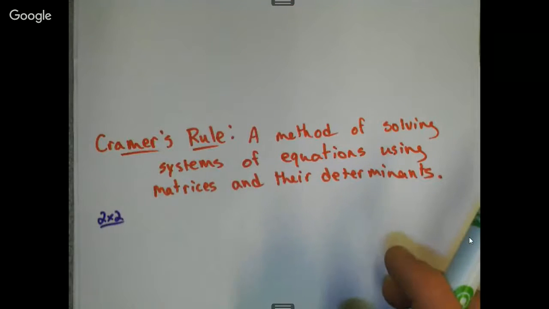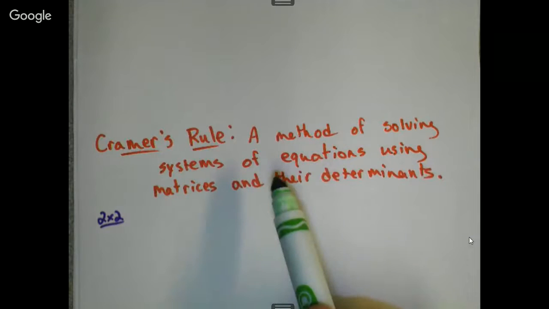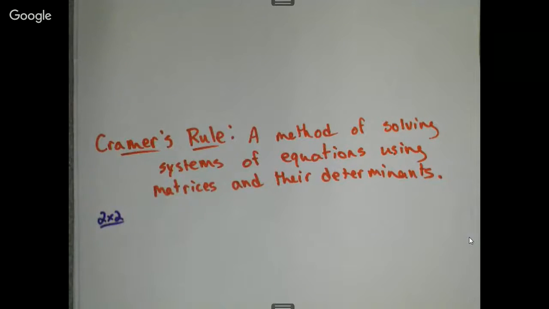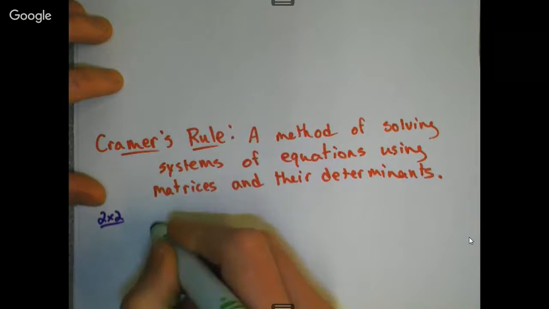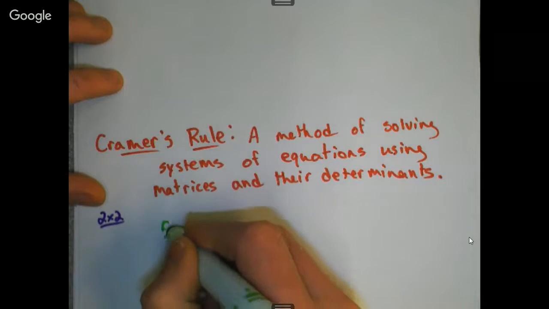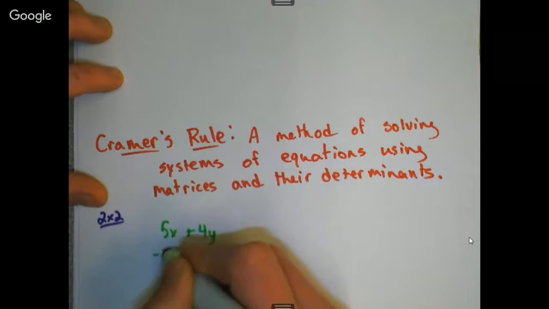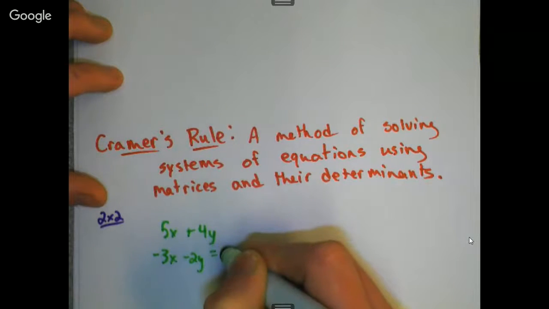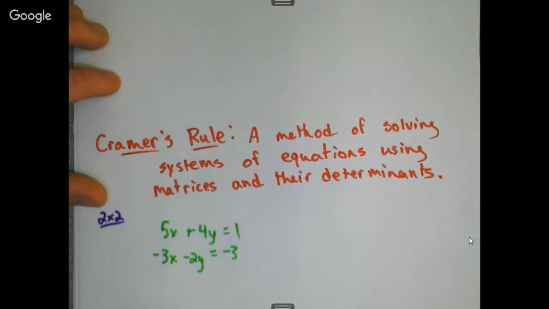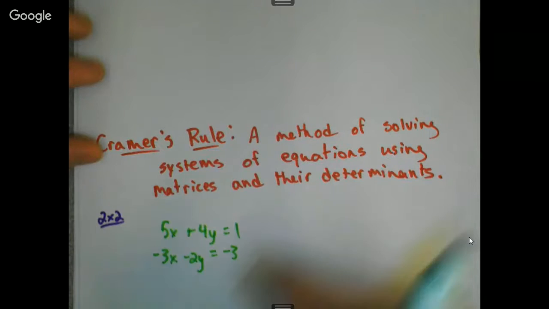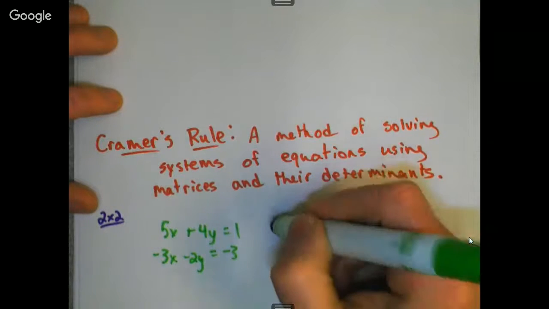So then we have Cramer's rule. Cramer's rule is a method of solving systems of equations using matrices and their determinants. So I was going to do a quick example here of how this works. So let's say we have this example right here. Now we can split this up into 3 determinants.